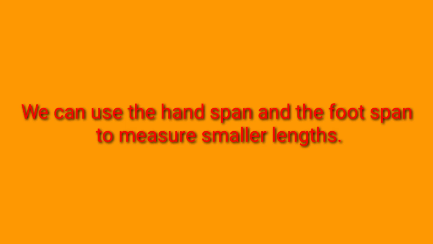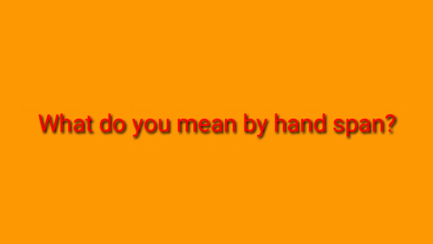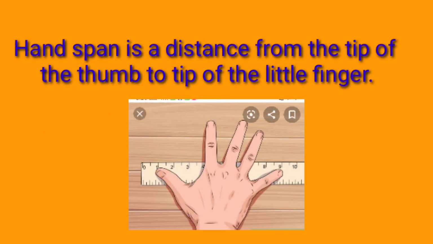We can measure the length by using the hand span and the foot span to measure small lengths. Okay? Okay. What do you mean by hand span? Hand span is a distance from the tip of the thumb to the tip of the little finger.